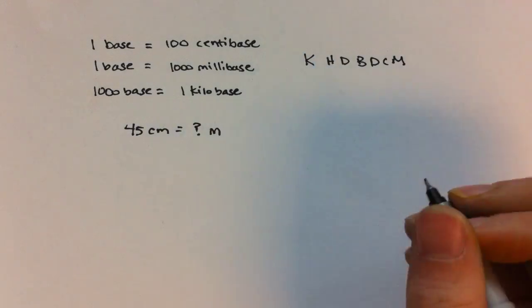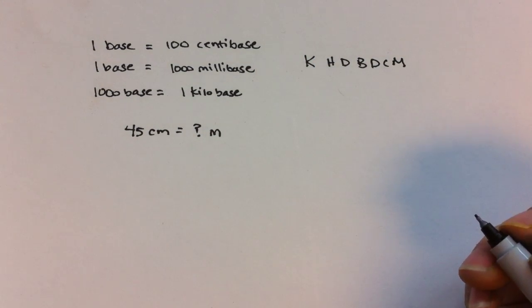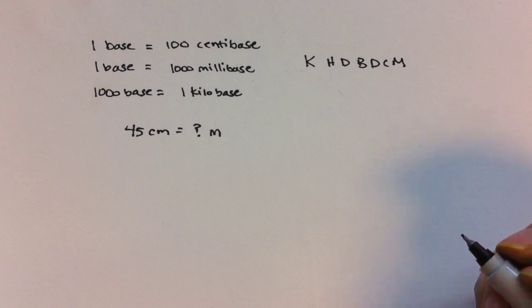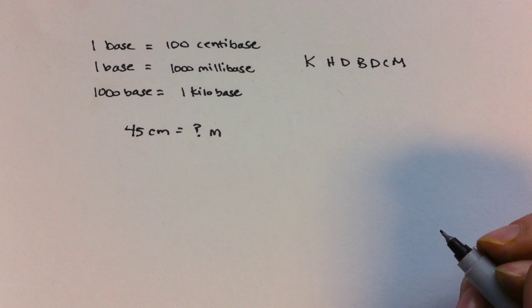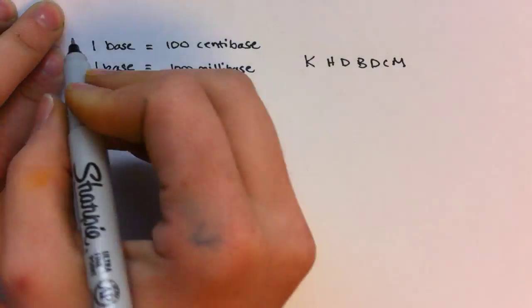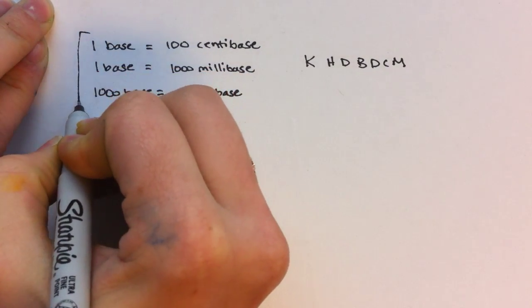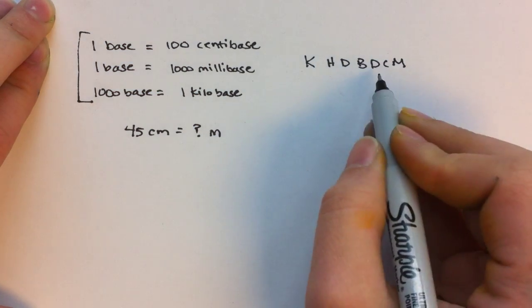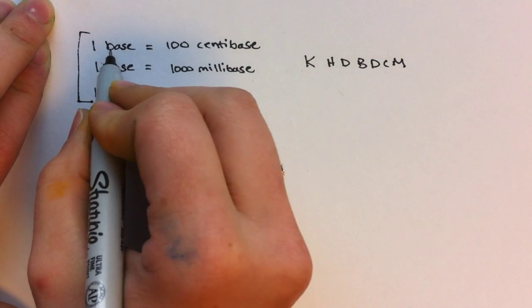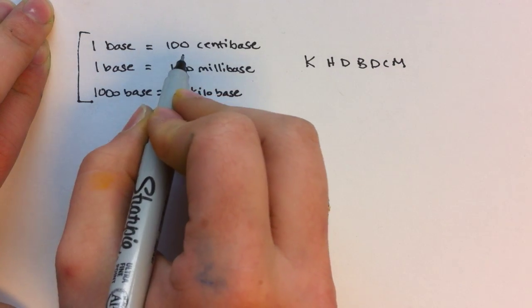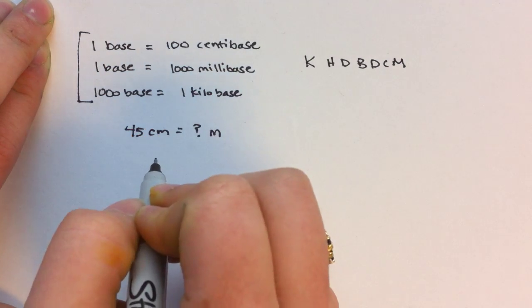Okay, this is a podcast to review dimensional analysis and sig figs, which we're going to have a quiz on this Friday and a test next week. So the first thing that you need to know is that you're going to be given these equalities, or King Henry, on the quiz. So how we use this one is 1 base equals 100 centibase.